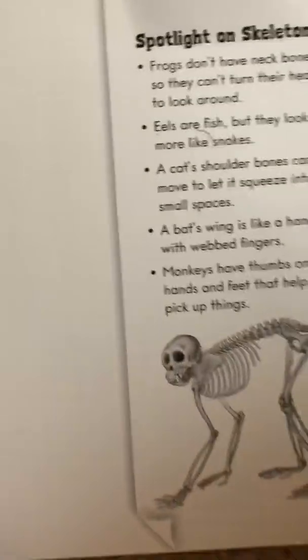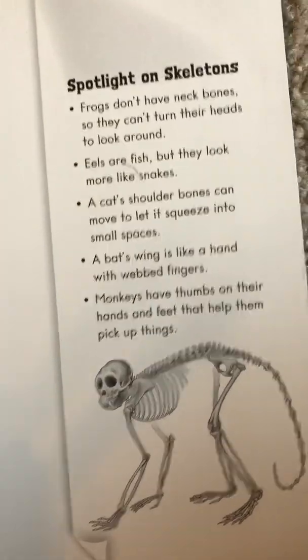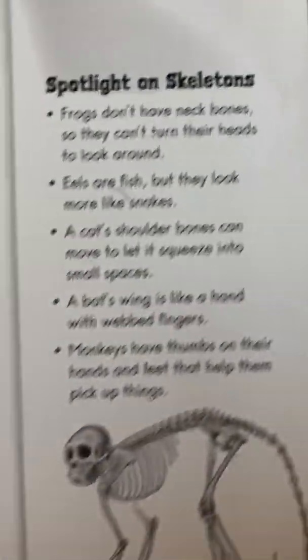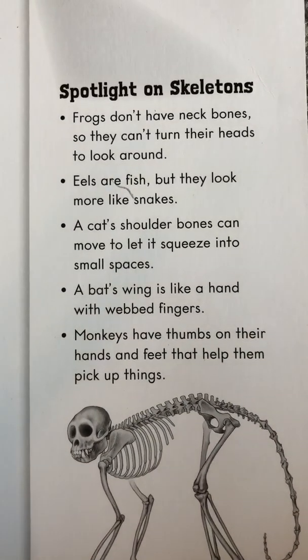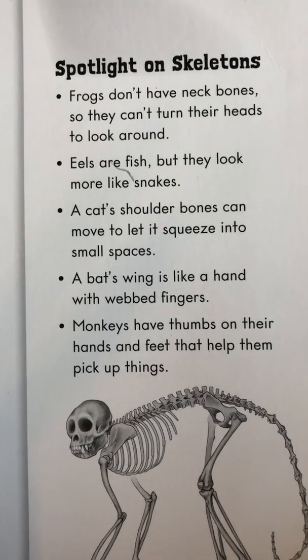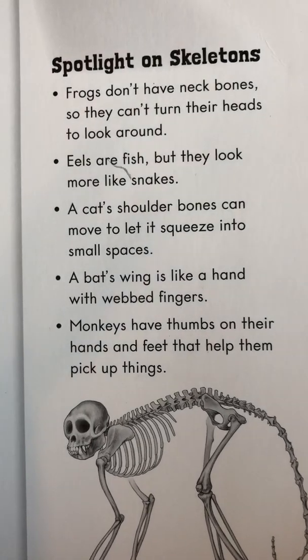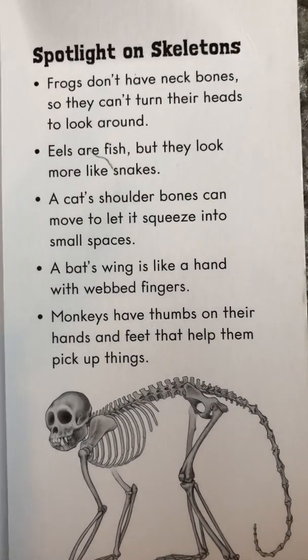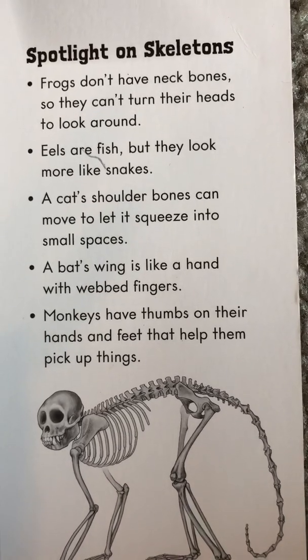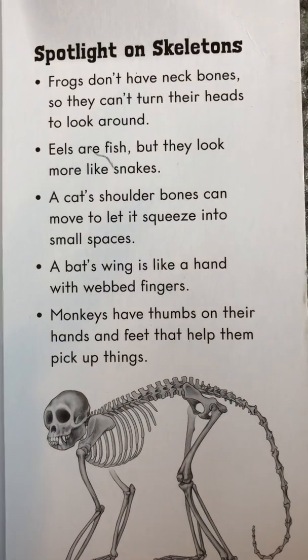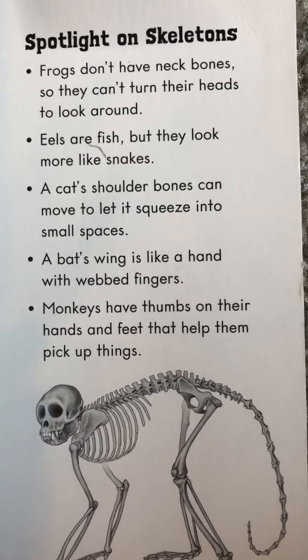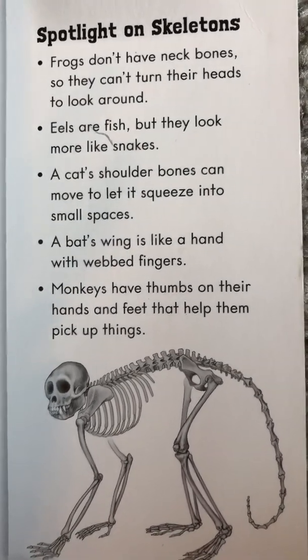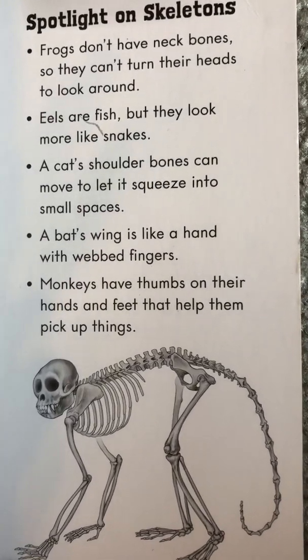And like always, we always want to read the author's note in our shared readings. It says, Spotlight on skeletons. Frogs don't have neck bones, so they can't turn their heads to look around. Eels are fish, but they look more like snakes. A cat's shoulder bones can move to let it squeeze into small spaces. A bat's wing is like a hand with webbed fingers. Monkeys have thumbs on their hands and feet that help them pick up things.